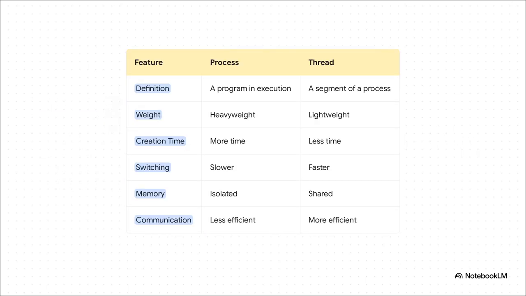This table just breaks it all down. Processes, they're heavyweight. They're slow to create, slow to switch between. Threads, they're the opposite. They're lightweight, you can create them in a snap, and you can switch between them almost instantly. And because they share the same memory, they can communicate super efficiently. It's like instead of sending a formal, slow letter from one factory to another, the workers can just shout to each other across the factory floor. It's a total game changer.